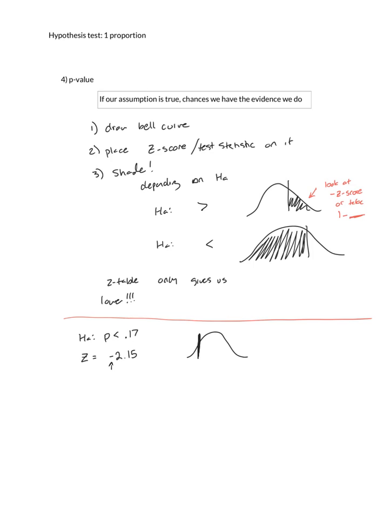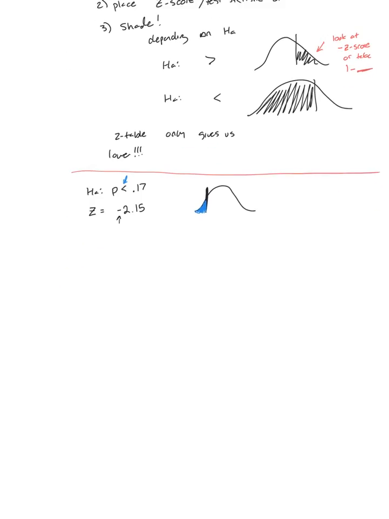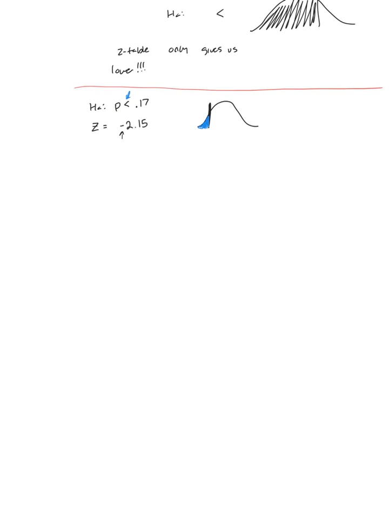I then shade depending on what my alternative hypothesis was. In this case, I want to show that it is less than, so I'll be shading below. Lower end because the z is negative, below because it's less than. The next thing I need to do is go to my z-table. So let's move down a little bit and put it in here.